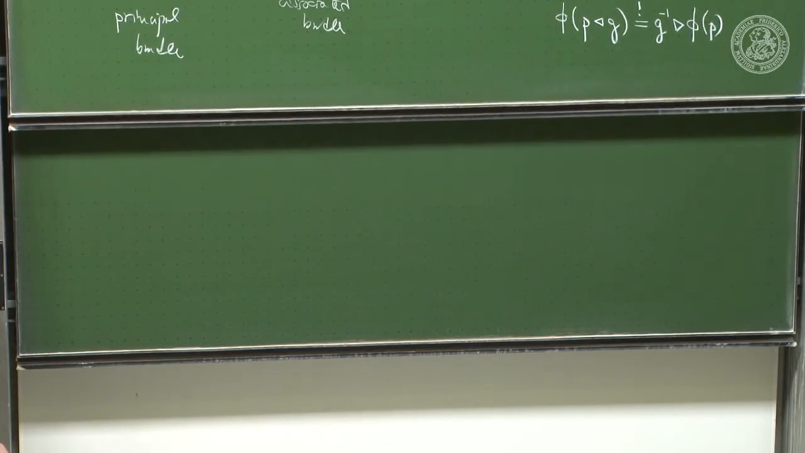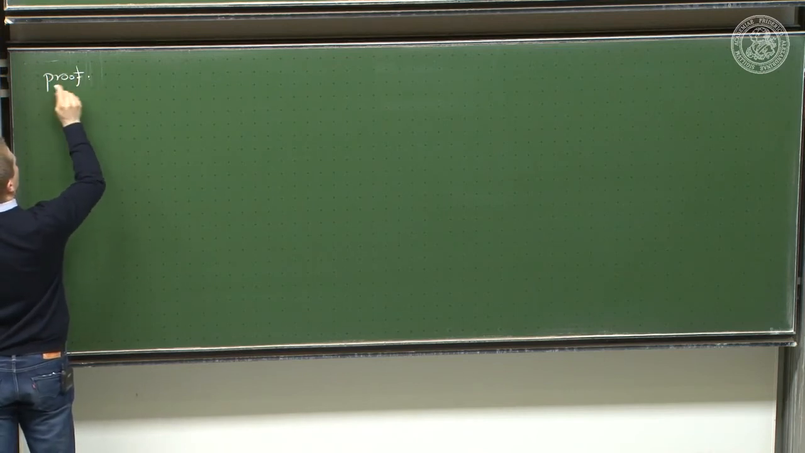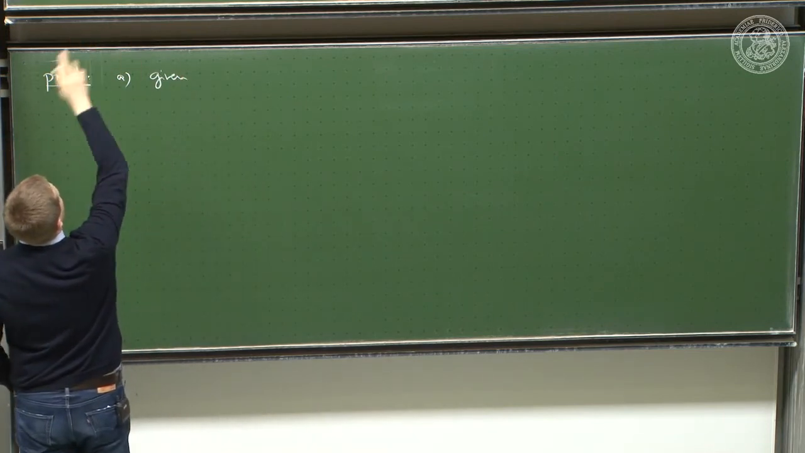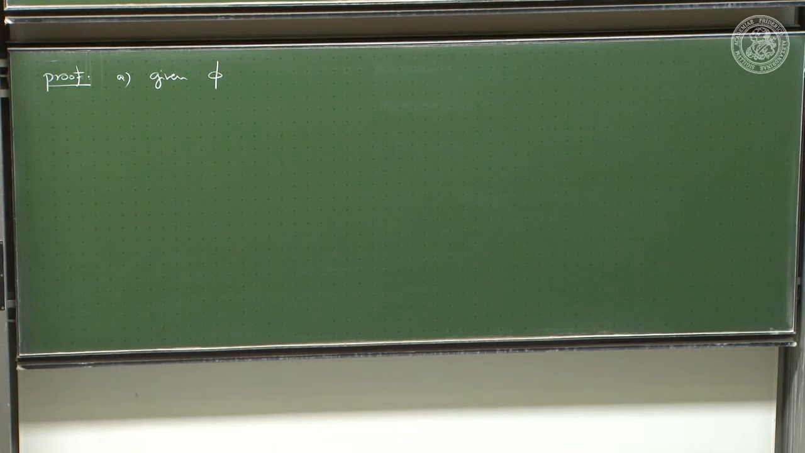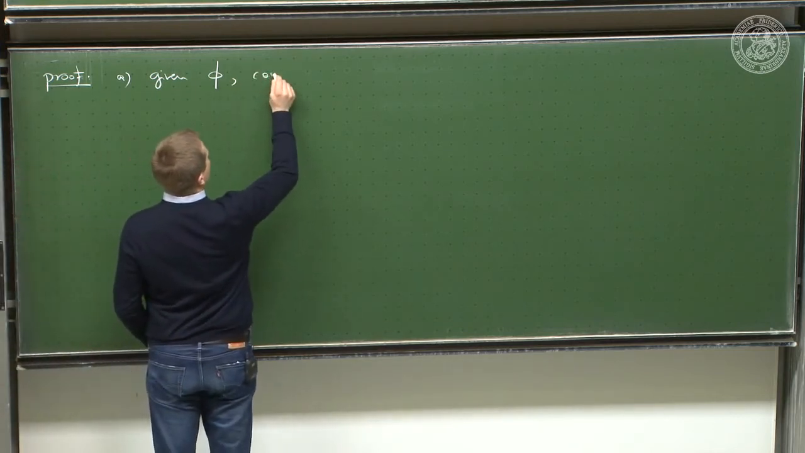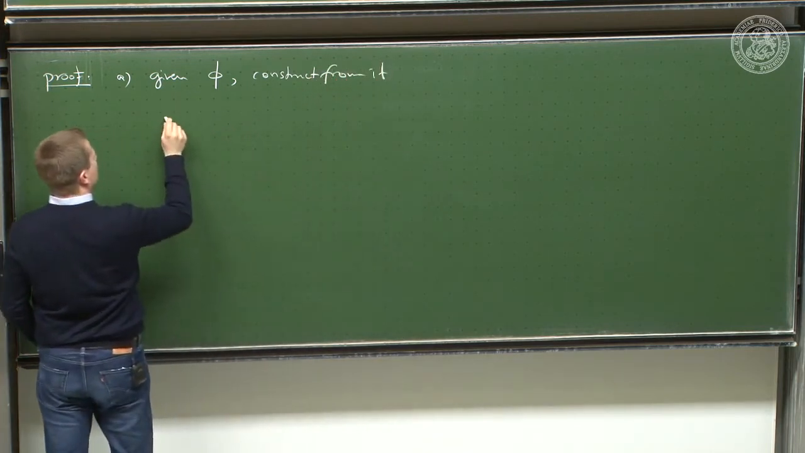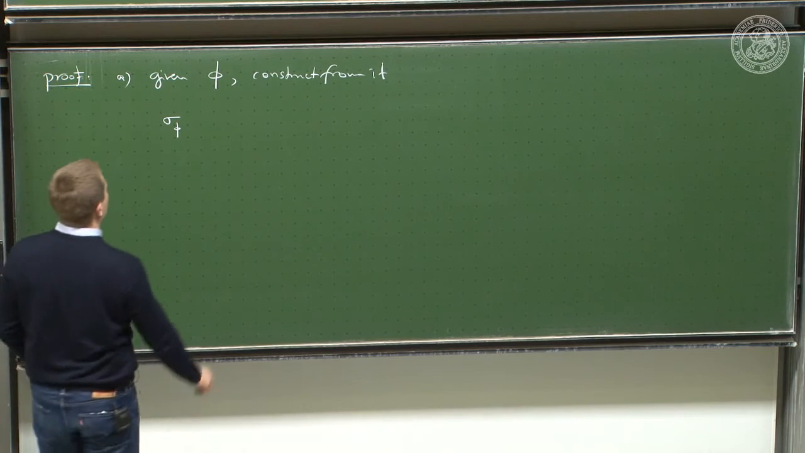So let's try to prove this. So let's start with the first direction of the proof. Assume that we start with an F-valued G-equivariant function phi on the principal bundle. We construct from it the following section, sigma, and I write sigma_phi because it's constructed in terms of phi.